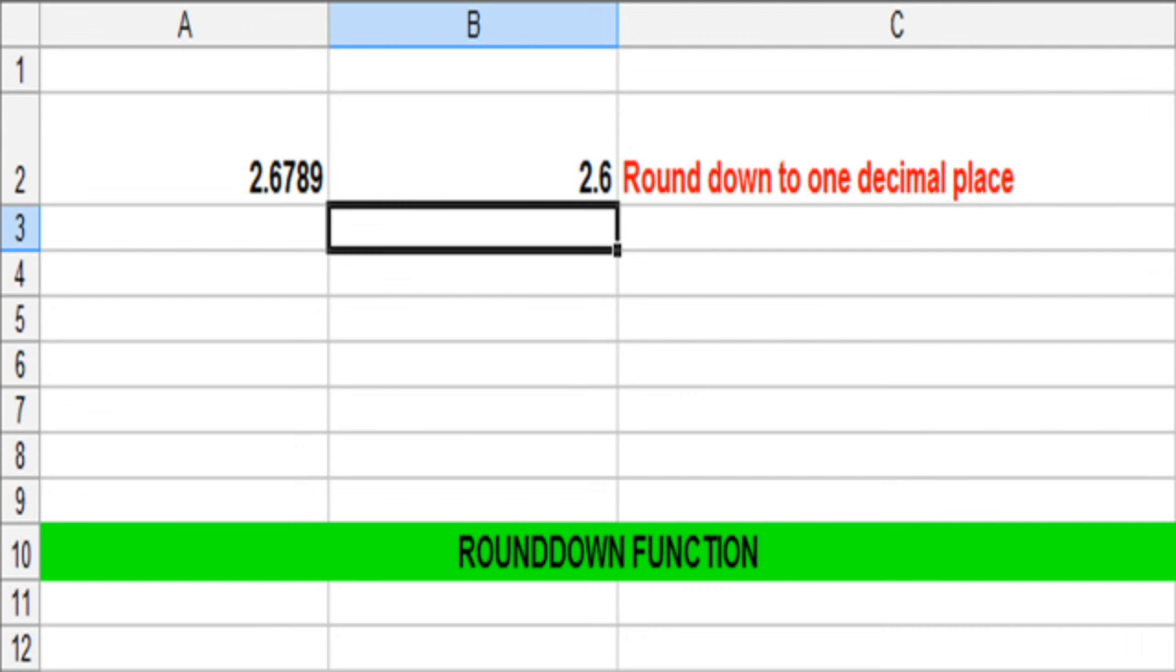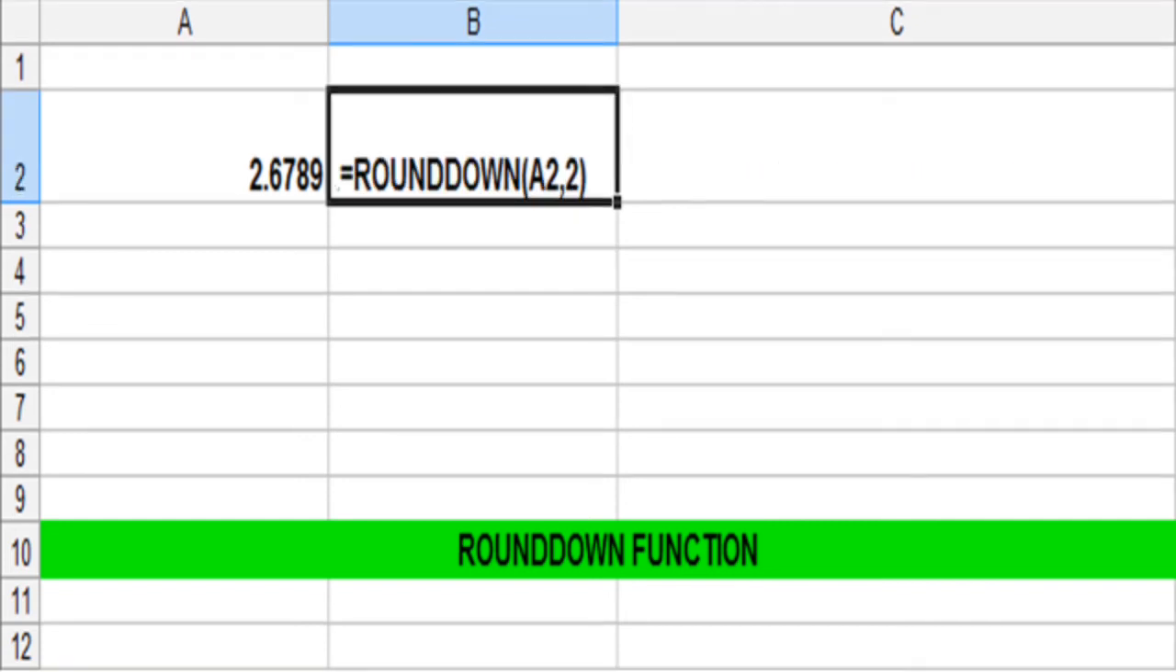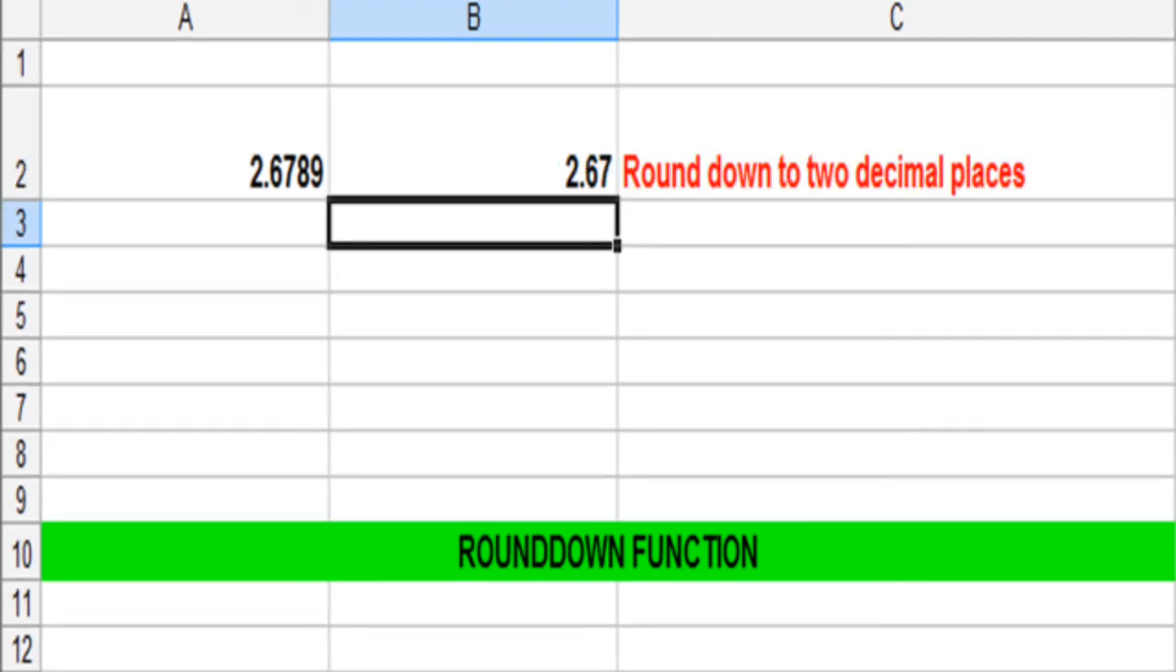Rounded down to one decimal place. Result 2.6. Rounded down to two decimal places. The formula is equals ROUNDDOWN(A2, 2). Press enter. Rounded down to two decimal places. The output number is 2.67.